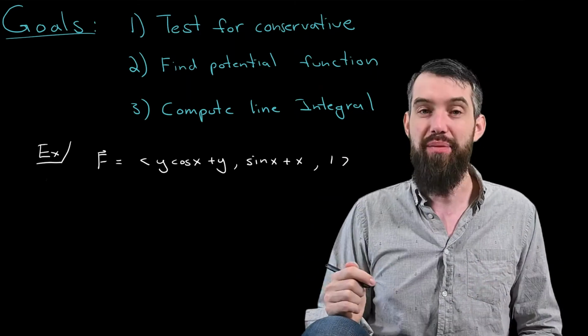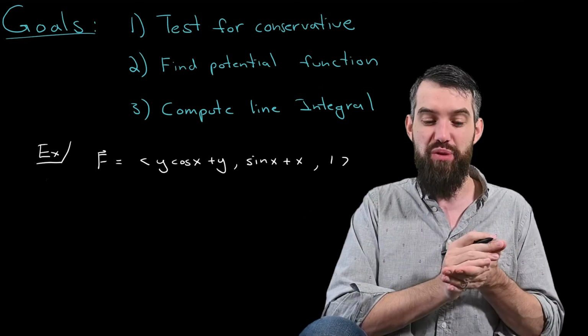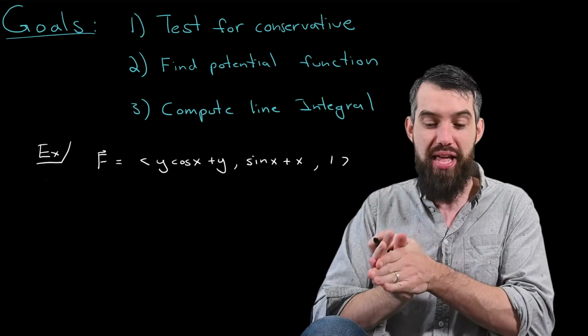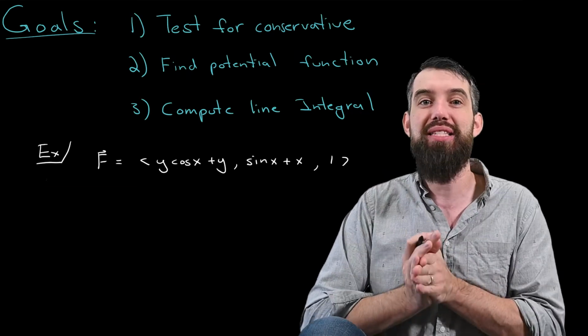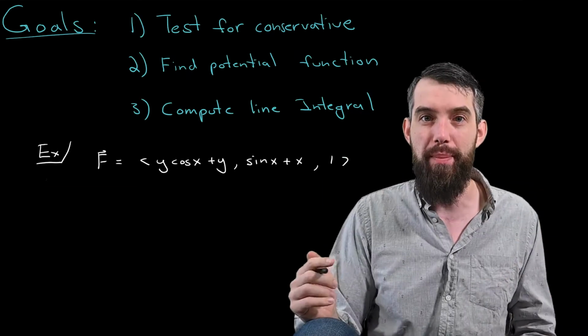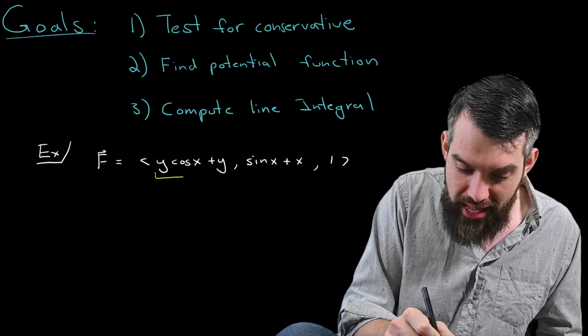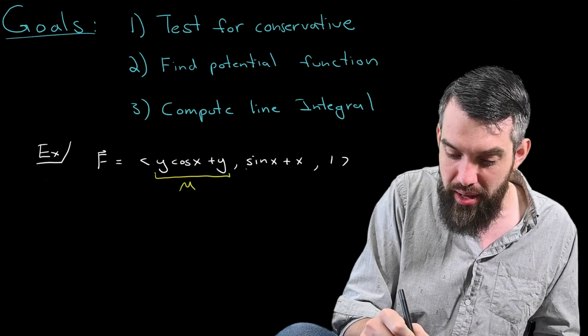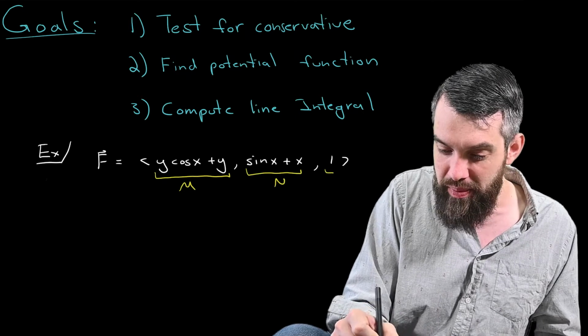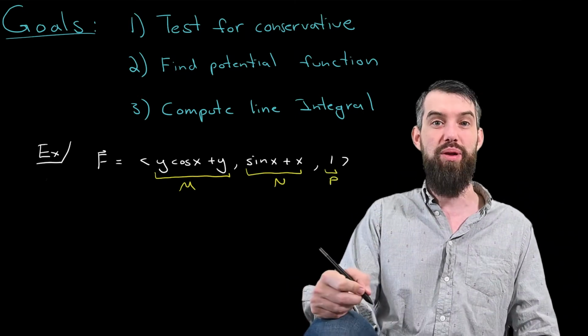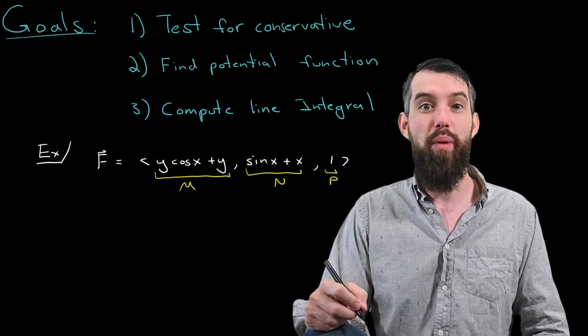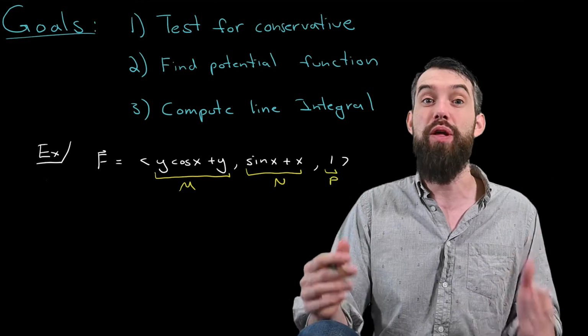I have this vector field here. It has an i hat component, y cos x plus y, a j hat component, sin x plus x, and a k hat component, just 1. And I'm actually going to label these 3 M, N, and P so that I can refer to them a little bit more simply later on. So our first goal was testing to see whether it was conservative.